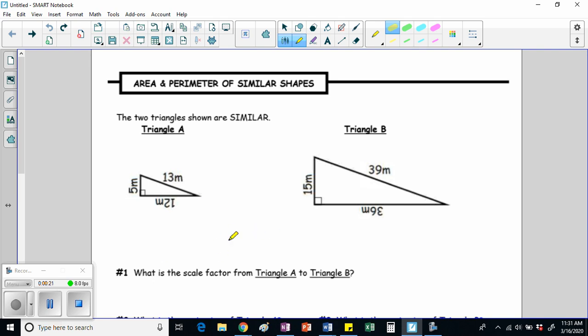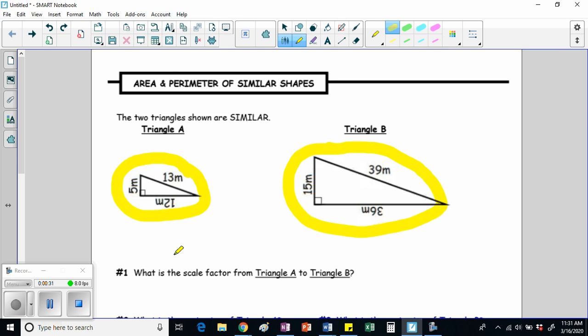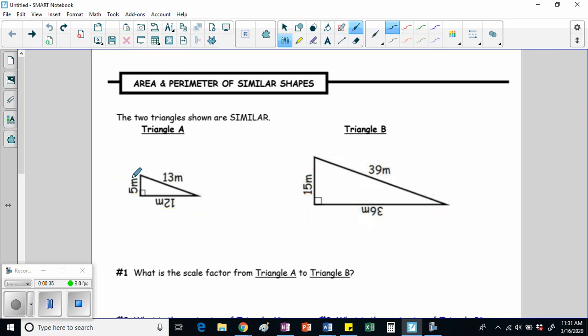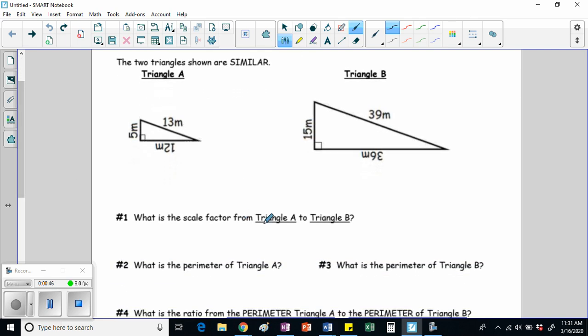First question is finding the scale factor. Now, if you don't remember how to find the scale factor, we're going to take one of the measurements in the first triangle, it doesn't matter which, and one of the measurements from the second triangle that corresponds. So it's got to be a corresponding measurement. So you could compare the 5 here with the 15, or you could compare the 13 with the 39, or the 12 with the 36. And we're answering question number 1 here. What is the scale factor? And it does give us an order. It says from triangle A to triangle B, so we got to match that order.